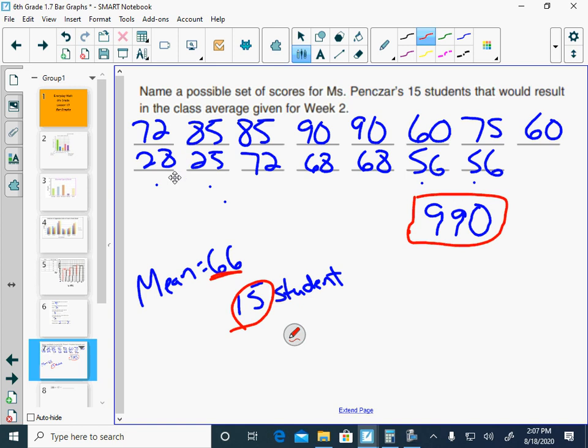But most likely a kid's not going to get a 25% score. So we'd have to adjust these numbers to make them more realistic. But here's an idea of how you would get a set of numbers that would equal that mean.